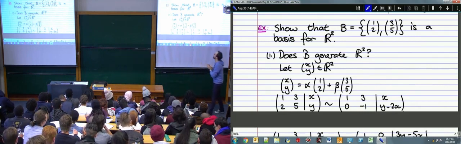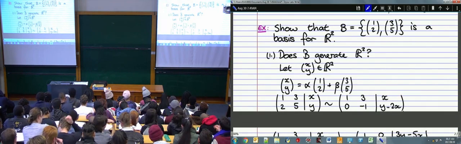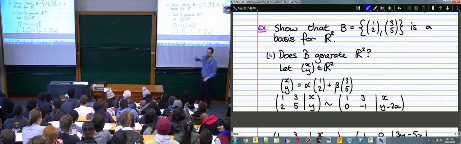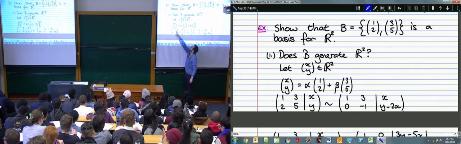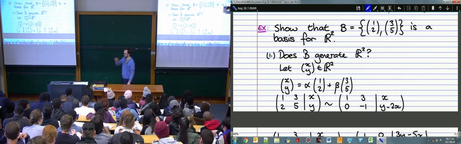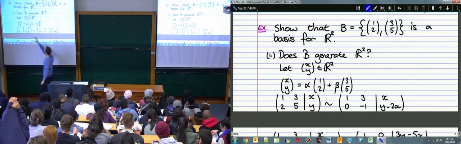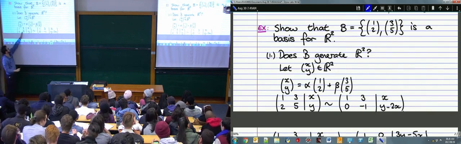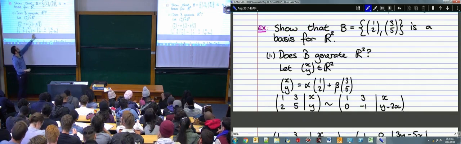We're going to check whether or not this set B, (1,2), (3,5), generates all of R2. So we take some arbitrary vector (x,y) in R2, and we want to know if (x,y) can be written as a linear combination of these two vectors. So (x,y) is equal to alpha (1,2) plus beta (3,5). And this is the corresponding augmented system over here. Each column corresponds to the variable alpha and beta. And we Gauss reduce it. This is the first step.